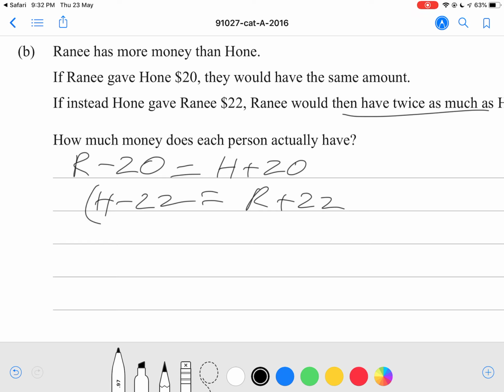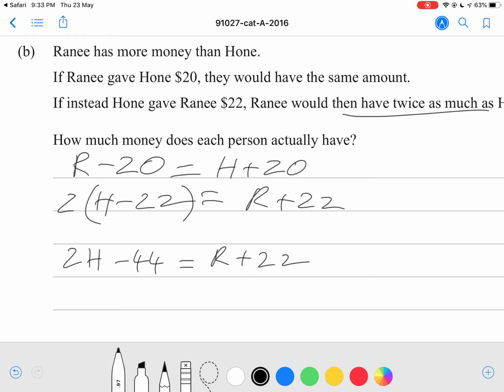So that means we're going to say 2 times H minus 22 is equal to R plus 22, because they have the same amount of money after Hane gives away $22 to Rane, okay? So now we're going to expand this, so 2H minus 44 is equal to R plus 22, okay? So you see this top equation, we're going to combine it with the bottom equation.